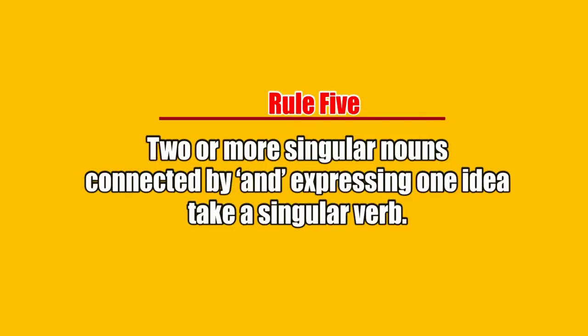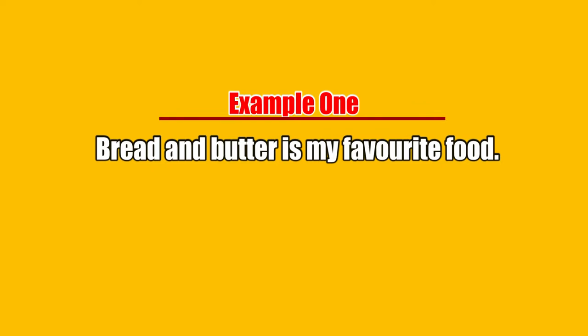Let's move to rule number five. Two or more singular nouns connected by "and", expressing one idea, take a singular verb. Take a singular verb. Note, two or more singular nouns connected by "and", expressing one idea, take a singular verb. Now, can you construct an example on that? Well, okay, let me give you my own example. "Bread and butter is my favorite food."